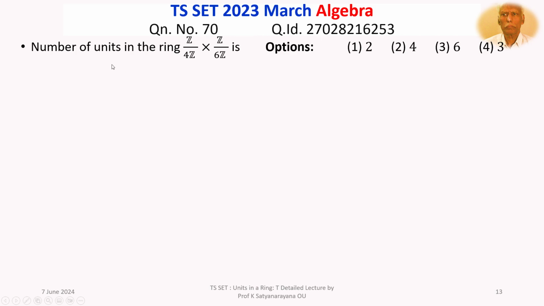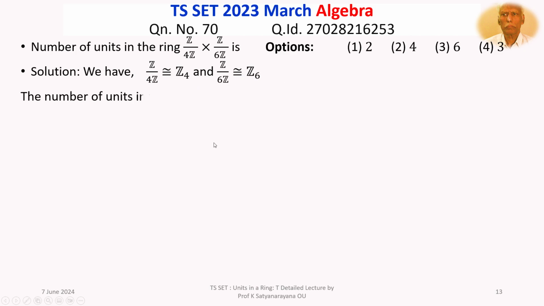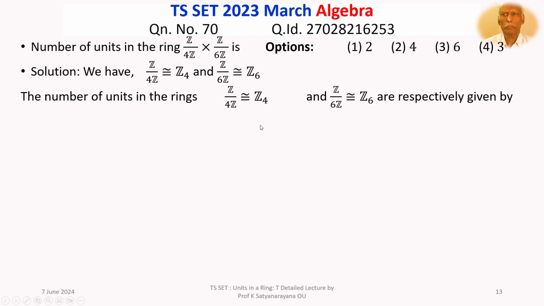You have to find the number of units in the ring Z/4Z, the quotient ring, cross, that is the direct product of these two rings, Z/6Z. We are given 4 options. We have Z/4Z isomorphic to Z4, Z/6Z isomorphic to Z6. So first I will make a computation by the formulas.